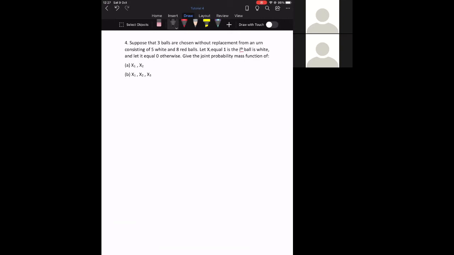So for question 4, it says, suppose that 3 balls are chosen without replacement from an urn consisting of 5 white balls and 8 red balls, so that gives us 13 balls in total. Let x sub i equal 1 if the ith ball is white, and let it equal 0 otherwise. Give the joint probability mass function of x sub 1 and x sub 2.